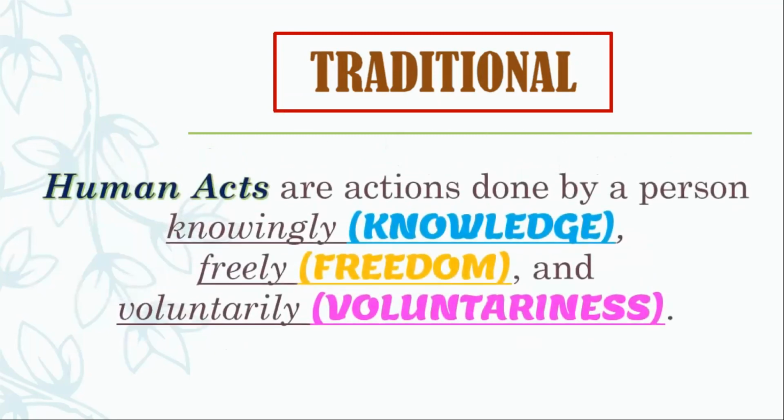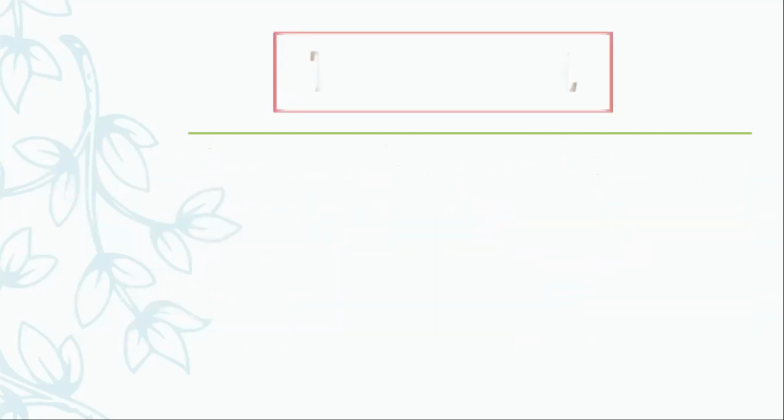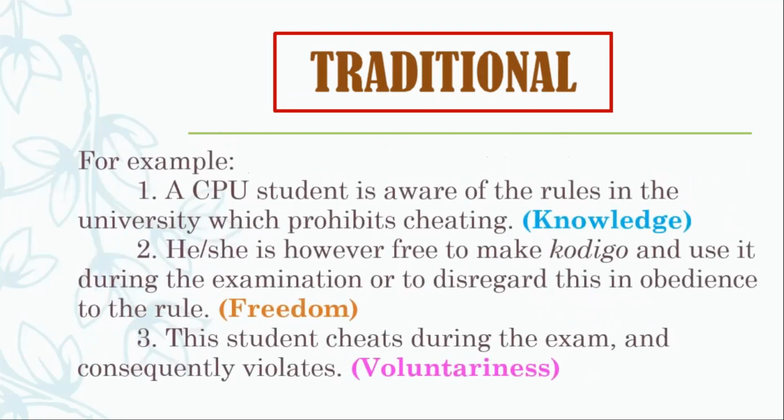Human acts are actions done by a person knowingly, which pertains to our knowledge; freely, which pertains to freedom; and voluntarily, which pertains to voluntariness. For example, a CPU student is aware of the rules in the university which prohibit cheating. Awareness is equal to knowledge.